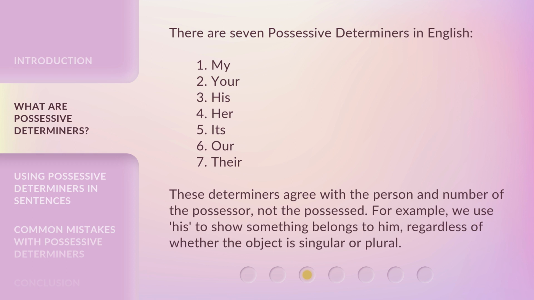1. My. 2. Your. 3. His. 4. Her. 5. Its. 6. Our. 7. Their. These determiners agree with the person and number of the possessor, not the possessed. For example, we use his to show something belongs to him, regardless of whether the object is singular or plural.